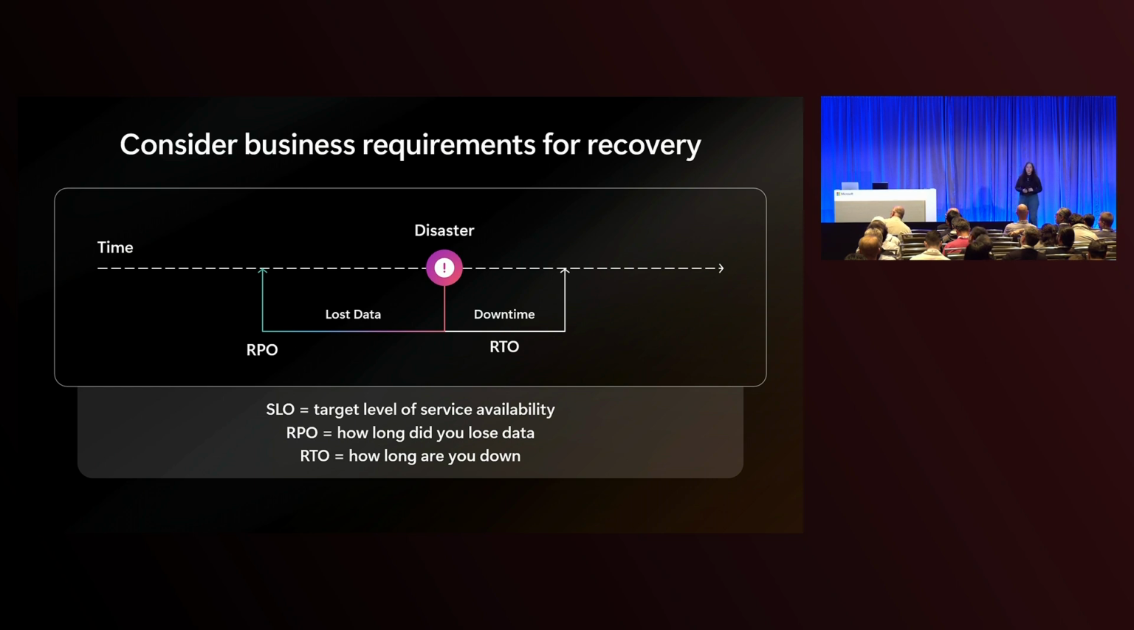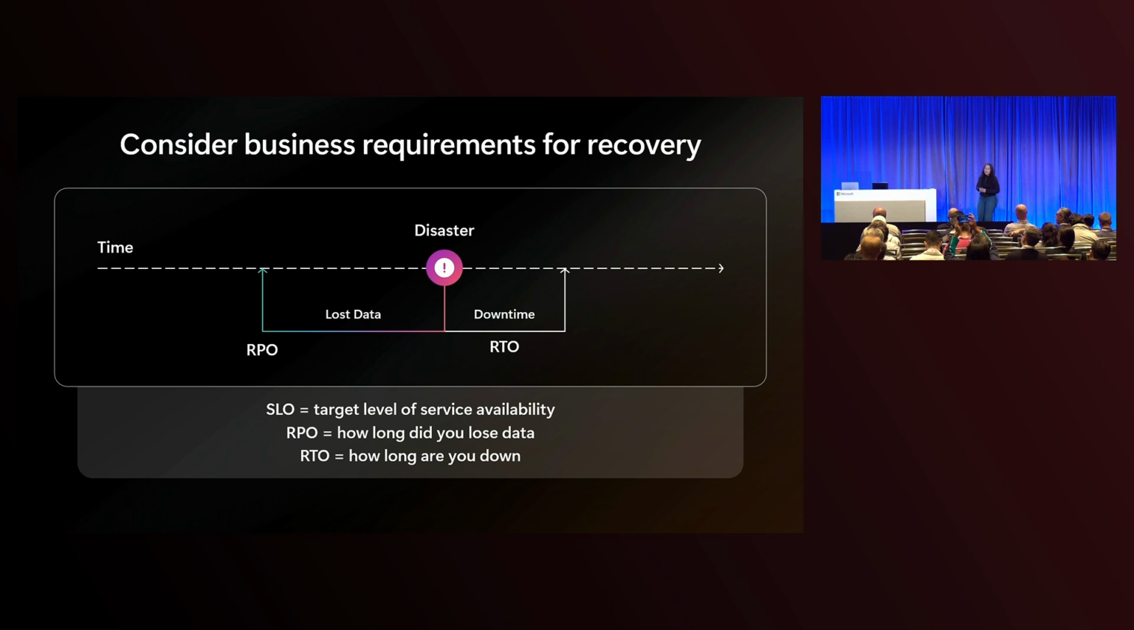We're going to look at 3 metrics. The first is our service level objective. This is the target level of service availability for your account. You might frequently hear this described as 4 nines or 5 nines. To put that in perspective, 5 nines of availability means there's only 26 seconds of downtime in an entire month.